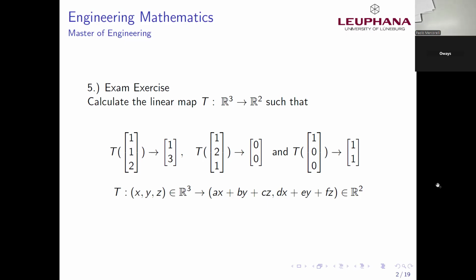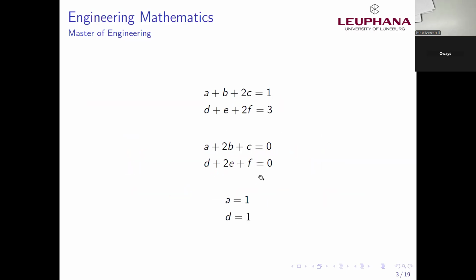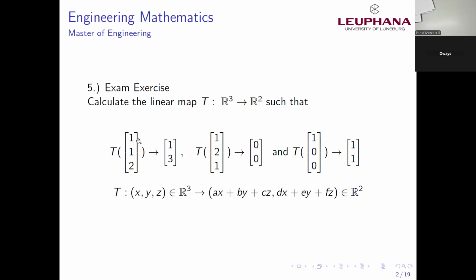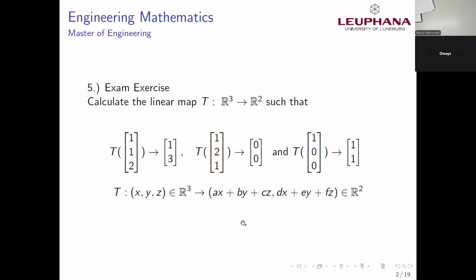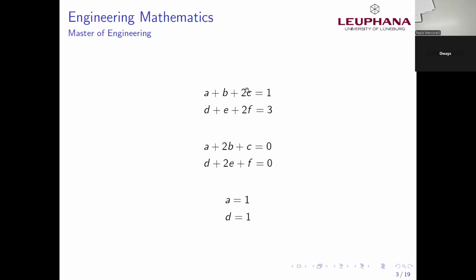But it's not difficult because we have the conditions. Look at this. I am writing A plus B plus 2C equals 1 and D plus E plus 2F equals 3. Why? Easy. Because I have (1,1,2), which is mapped into (1,3). If you look at this expression here, which is more explicit than this expression and this expression, now it's quite clear why this linear combination equals (1,3).